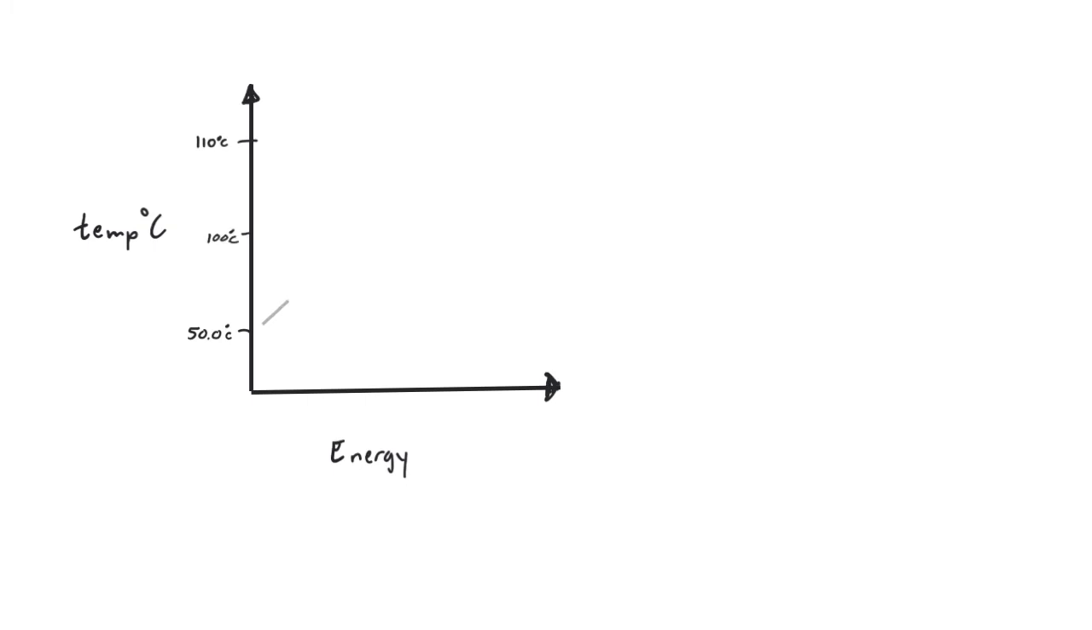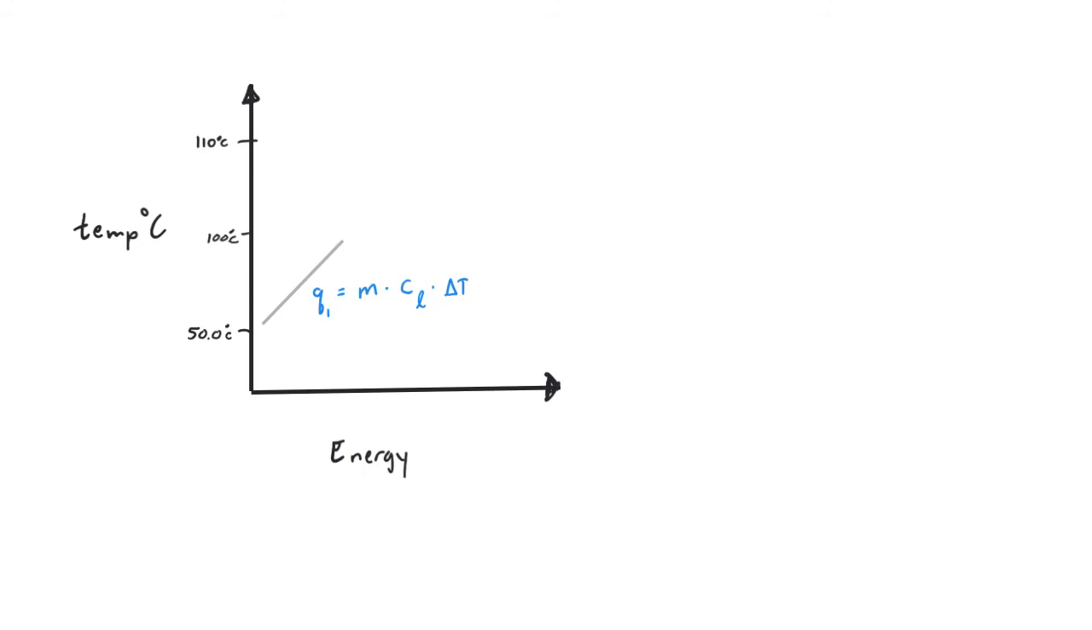So the first thing we're going to show on our graph is this change from 50 degrees Celsius up to 100 degrees Celsius. This would be a delta T of 50 degrees, and Q1 would be equal to the mass times the specific heat of liquid water times that delta T of 50 degrees Celsius. All right, now what's the next step?